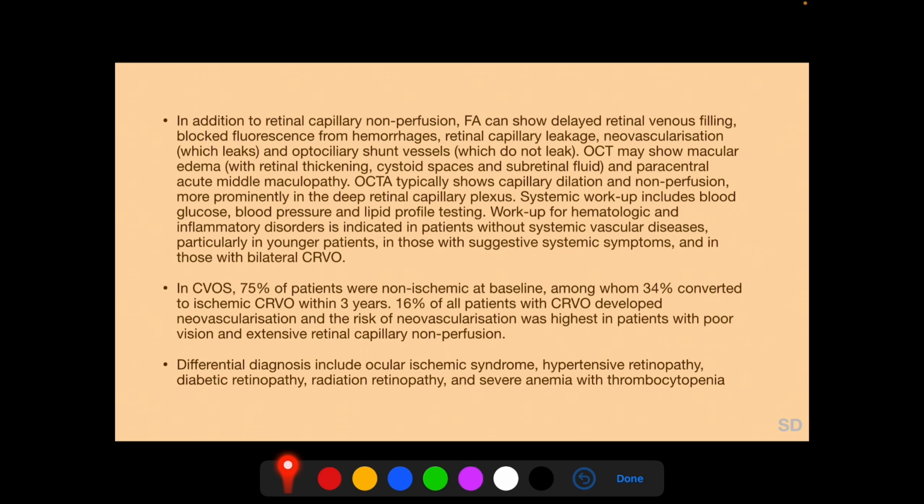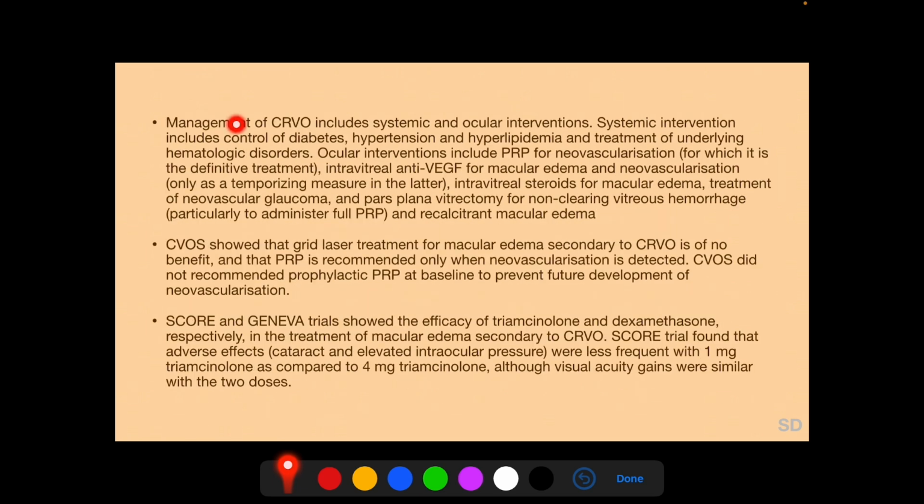Differential diagnosis of CRVO includes ocular ischemic syndrome, hypertensive retinopathy, diabetic retinopathy, radiation retinopathy, and severe anemia with thrombocytopenia. Management of CRVO includes systemic and ocular interventions. Systemic intervention includes control of diabetes, hypertension, and hyperlipidemia, and treatment of underlying hematologic and inflammatory disorders.